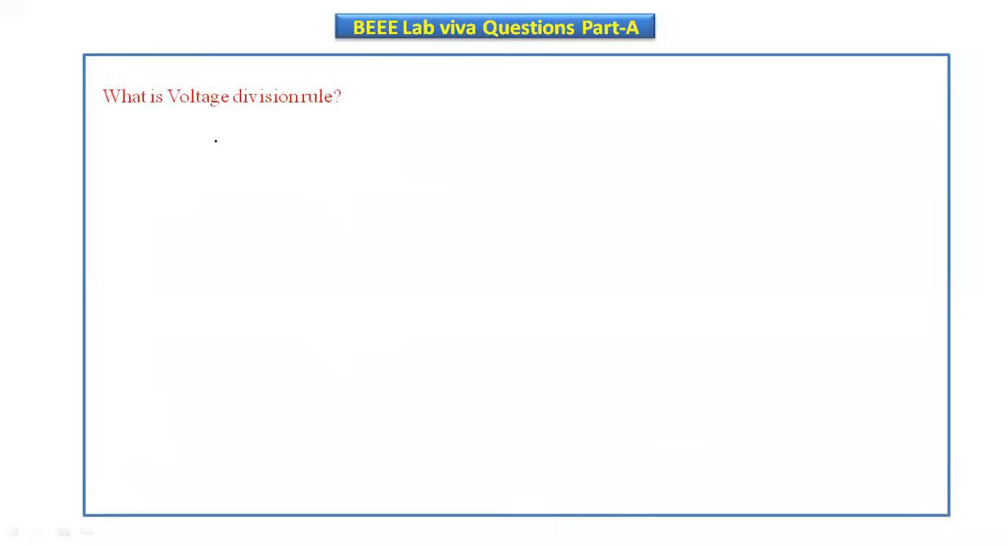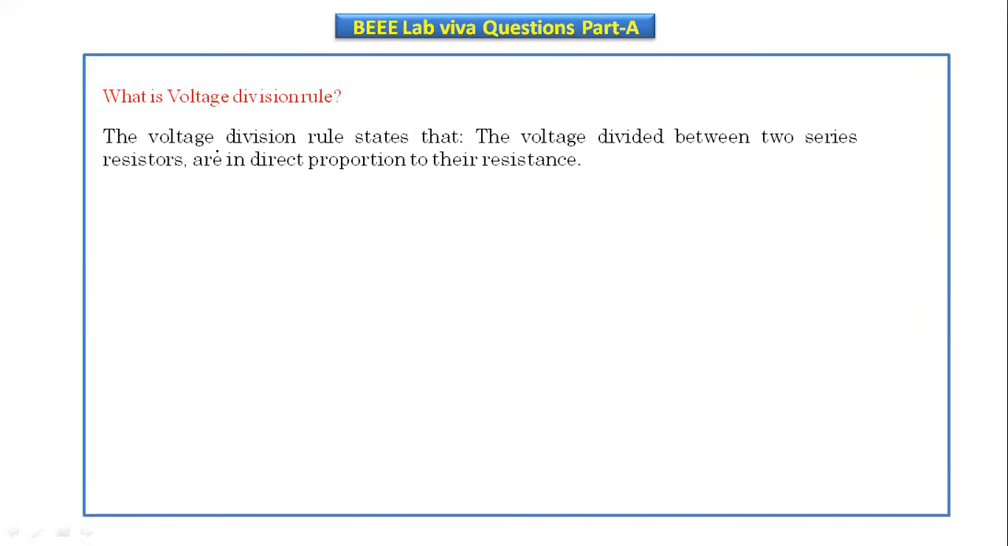What is the voltage division rule? The voltage division rule states that the voltage divided between two series resistors is directly proportional to their resistances. This is called the voltage division rule. This voltage division rule is used to find out the voltage drops across each and every resistor.